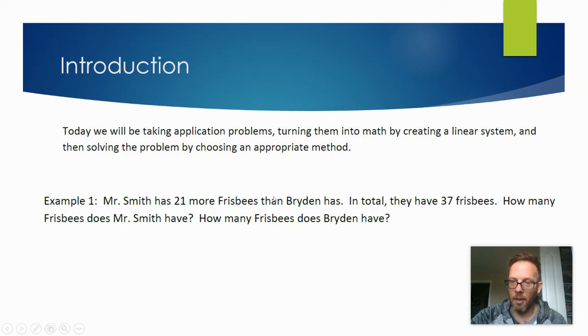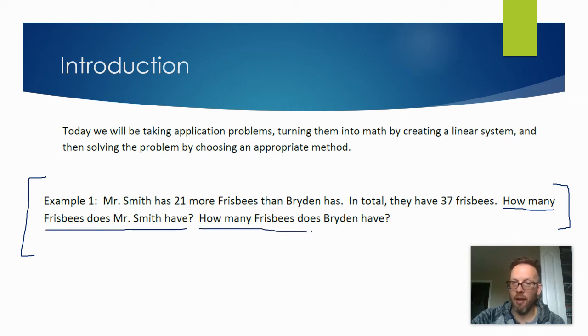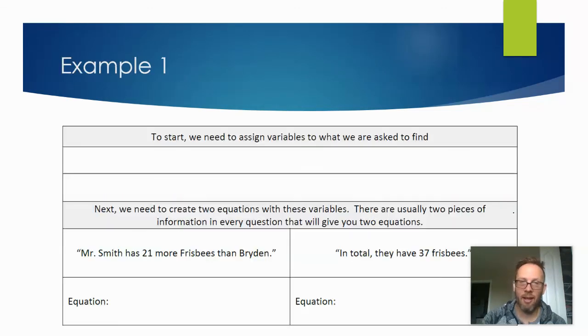So that's the problem. Now, the first step with these questions, always, if we're trying to take this problem and turn it into math, well, we need to choose some variables. In a linear system, we have two equations and two variables, often x and y. We have to pick what our variables are going to represent in these questions. And often our variables are going to represent the two things we're asked to find. We're asked for how many Frisbees I have, and how many Frisbees Bryden has. So our first step is going to be assigning variables.